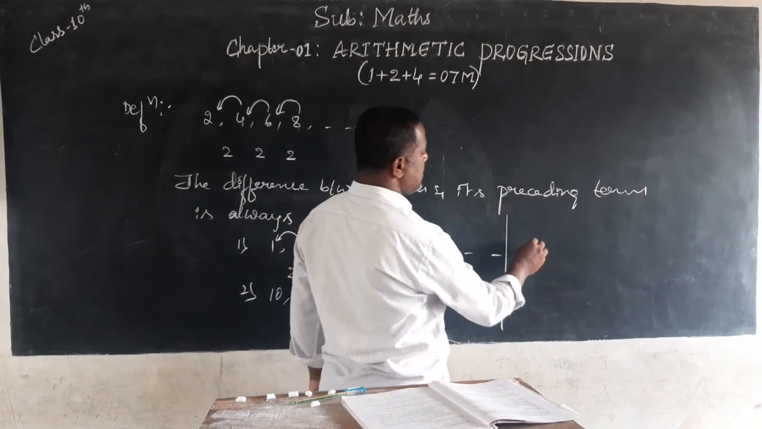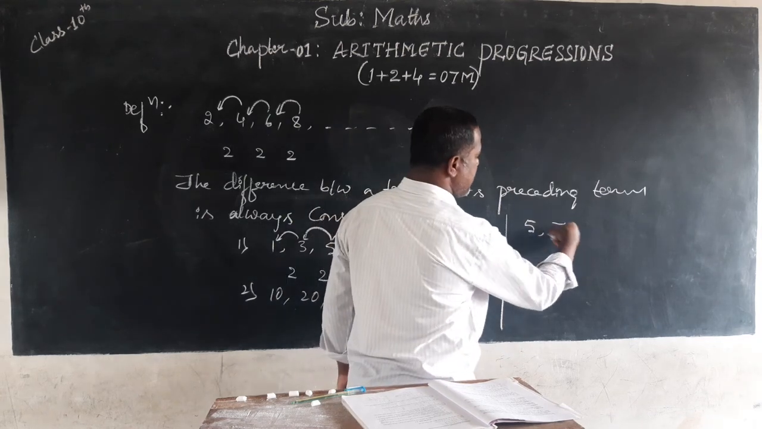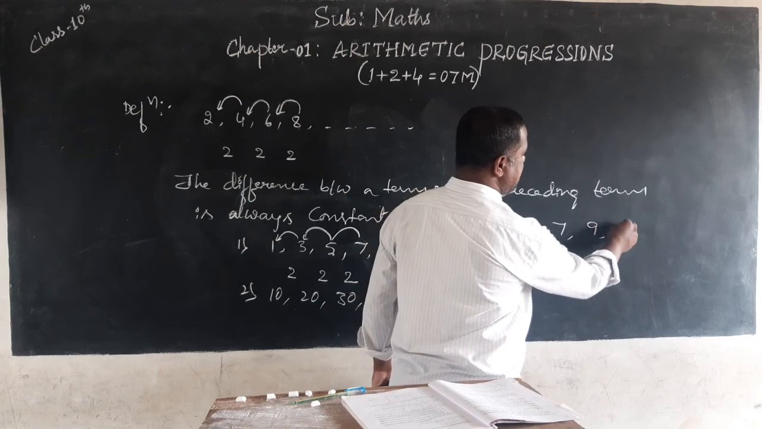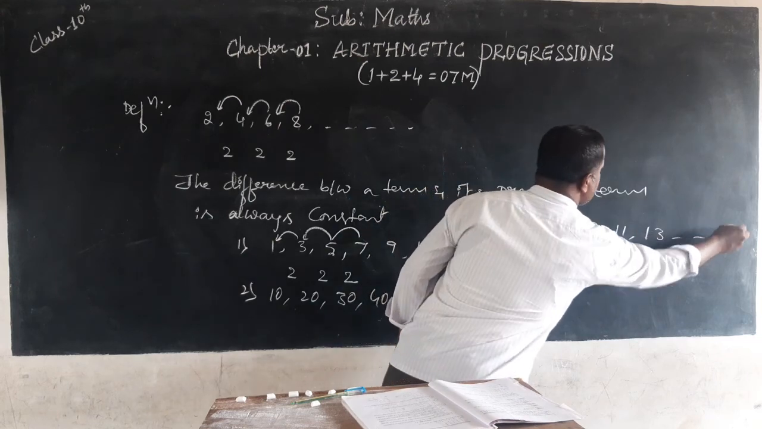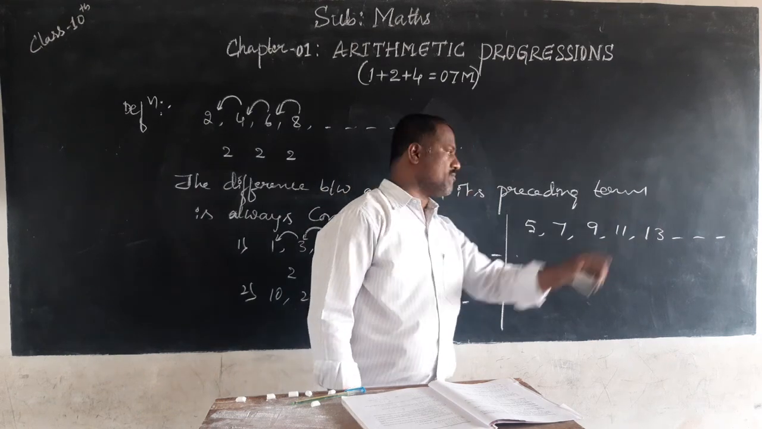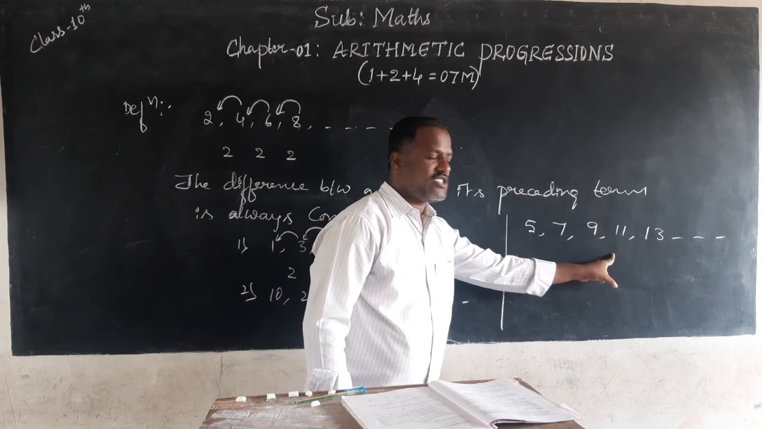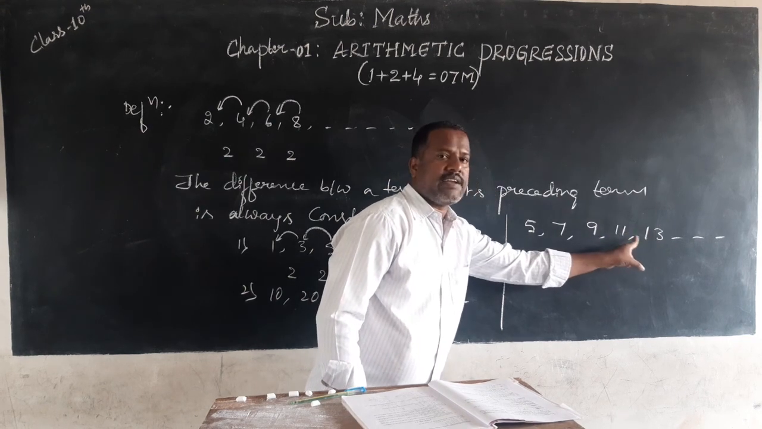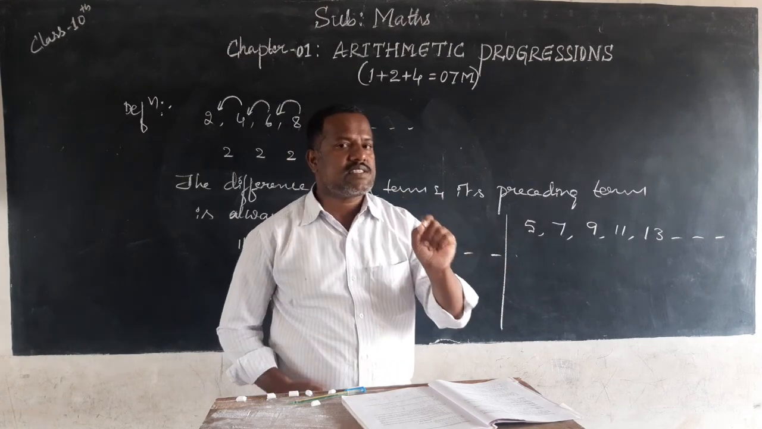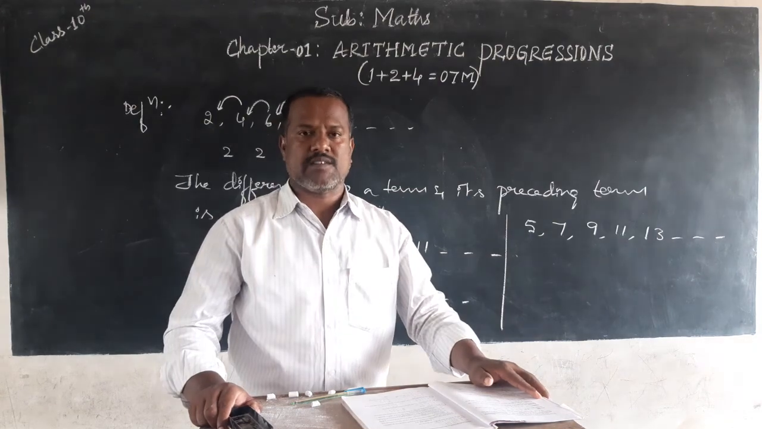Say for example 5, 7, 9, 11, 13, dot. You can write whatever examples. Here also the difference between any two terms: 11 and 9, the difference is 2. 13 and 11, the difference is 2. 7 and 5, the difference is 2. If the difference is constant, such a progression is called arithmetic progression.